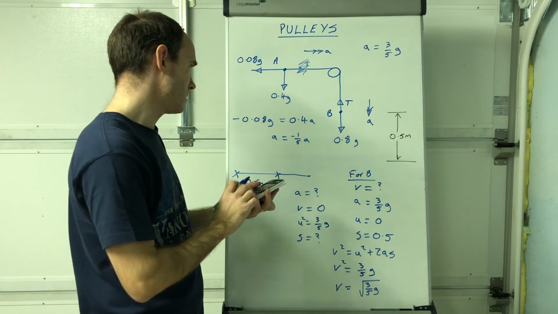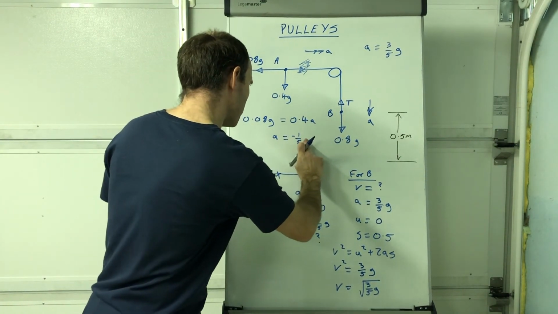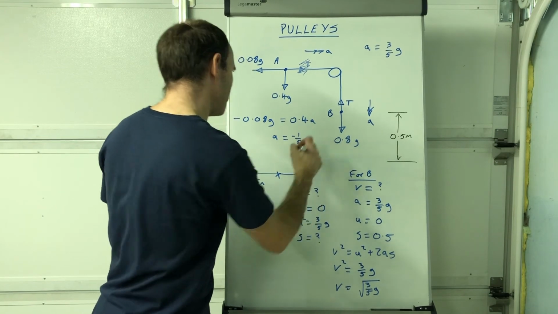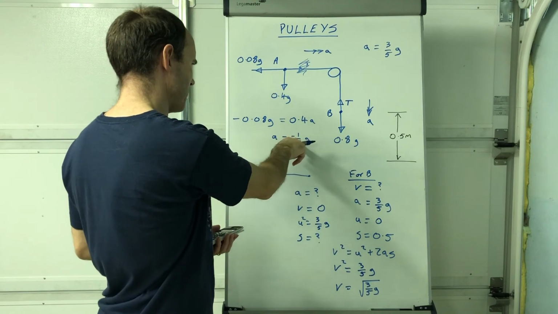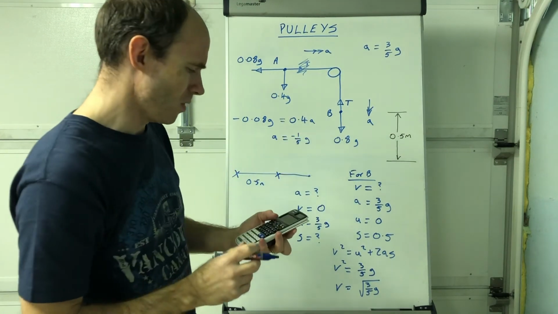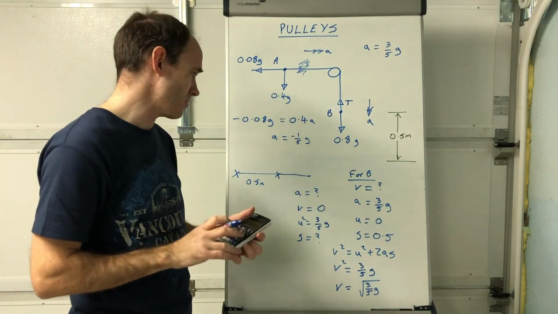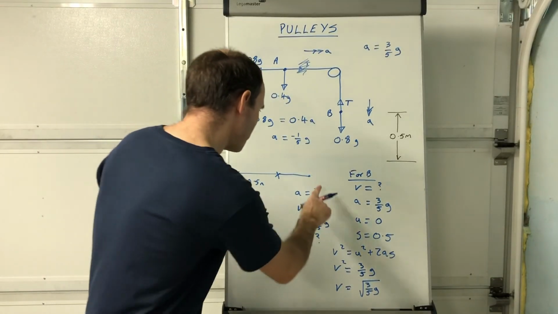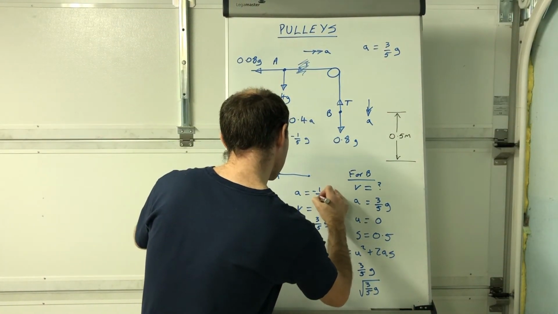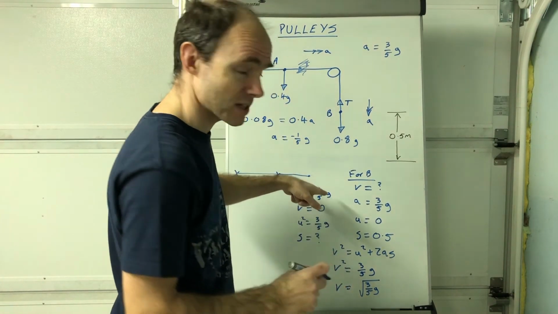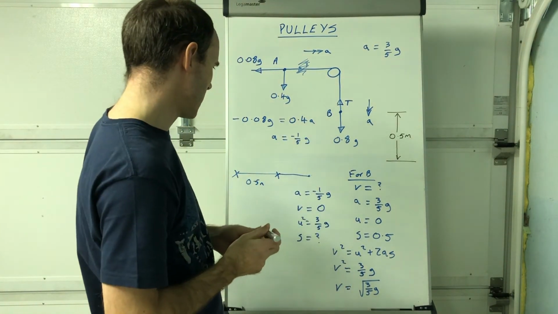Oh, sorry, beg your pardon. What am I talking about? Negative 1/5 of g. Yes. 0.08 divided by 0.4 is 1/5. Yeah, negative 1/5 of g. So that's our acceleration, and I'm going to fill that in here. The acceleration is negative 1/5 g. Remember, it's negative because it's slowing down. It's a retardation, isn't it?